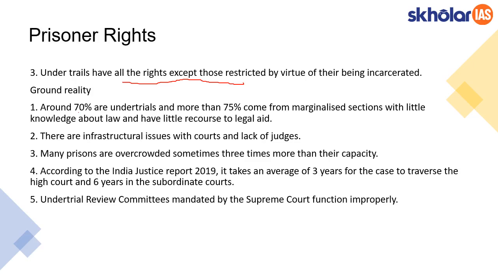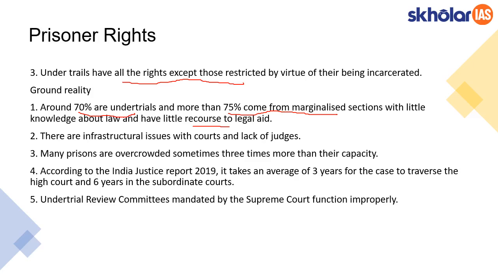So around 70% are under trials. Out of the people inside the prison, 70% are under trials, and in that more than 75% come from marginalized sections. So what does this mean? Most of these under trials don't have knowledge about the law itself, because when people come from marginal sections, their knowledge about the law is restricted and they have little recourse to legal aid because of financial restrictions as well as lack of legal support.